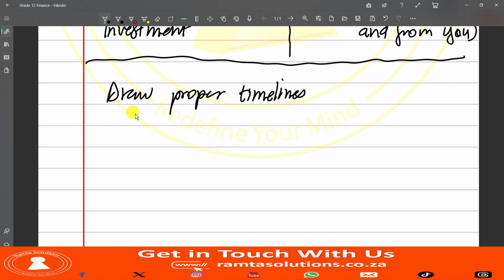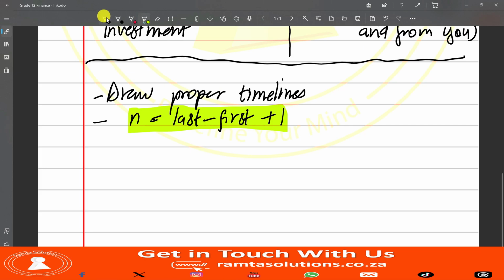Now, having drawn proper timelines, you then say n equals t of the last payment minus t of the first payment plus 1. If you do this, trust me, you will always get the correct one.